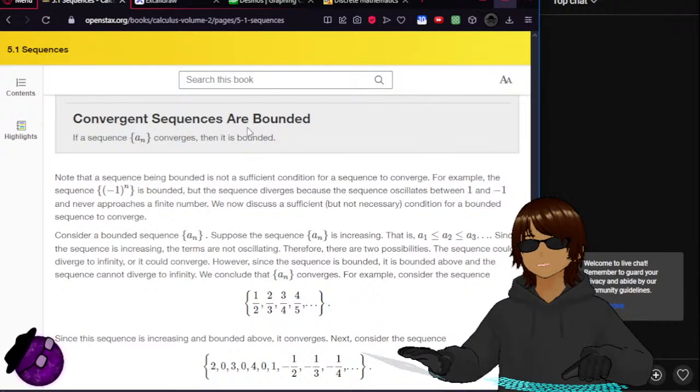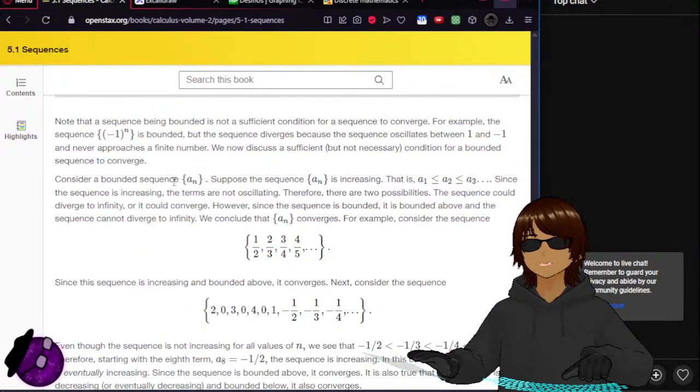Convergent sequences are bounded. Note that a sequence being bounded is not a sufficient condition for a sequence to converge. For example, the sequence minus 1 to the power of n is bounded, but the sequence diverges because it oscillates between 1 and negative 1 and never approaches a finite number.